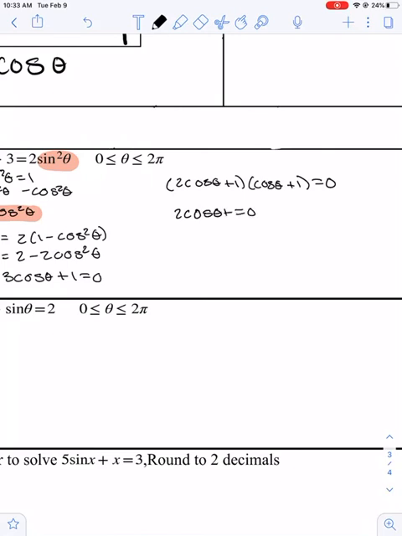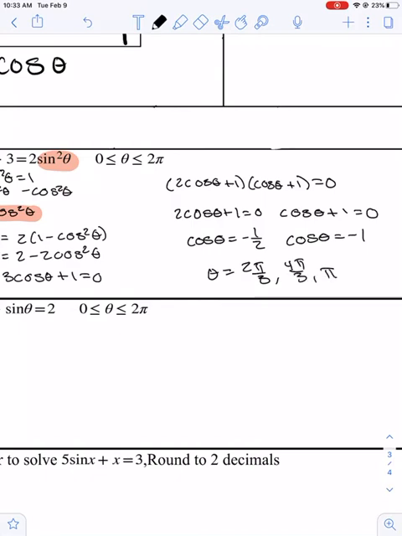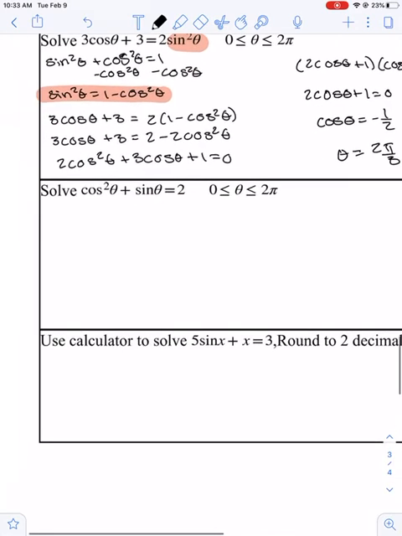Set both equal to 0. 2 cosine theta plus 1 equals 0. And cosine theta plus 1 equals 0. So I need to find when cosine theta equals negative 1/2 and when cosine theta equals negative 1. And that's when theta equals 2 pi over 3, 4 pi over 3, and pi.